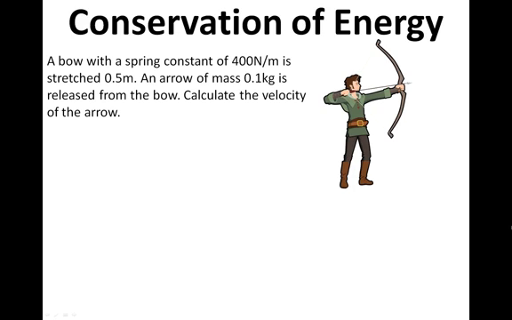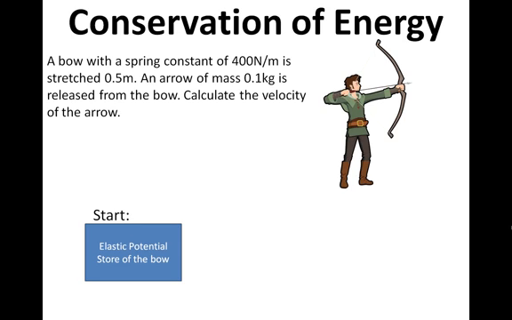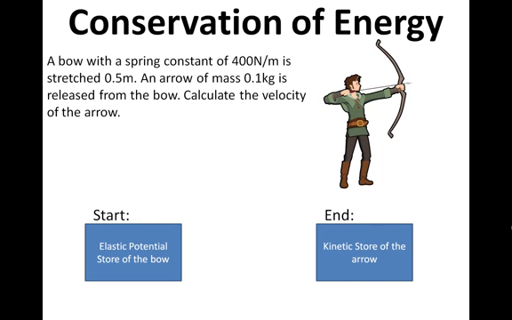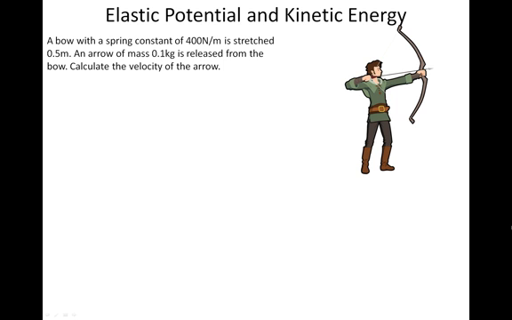Next, a bow with a spring constant of 400 newtons per meter is stretched 0.5 meters. An arrow of mass 0.1 kilograms is released from the bow. Calculate the velocity of the arrow. In this case, at the start, we have an elastic potential store of the bow, and at the end, we have a kinetic store of the arrow. So we're going to need to use the elastic potential equation and the kinetic equation.